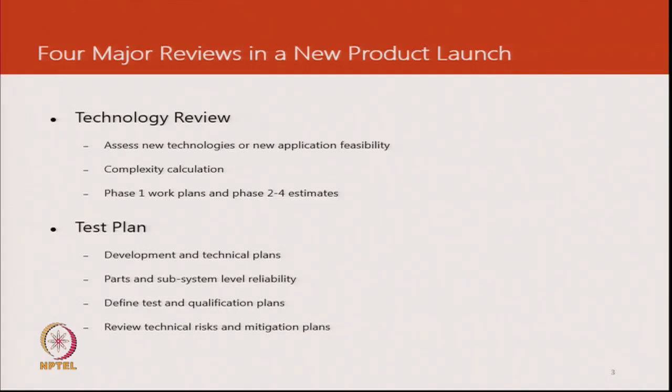So the first stage of any product introduction is a technology review that looks at what the alternatives are, what the level of complexity is, what kind of prototyping effort has to be done, and then we generate a test plan. In the test plan there is development of technical plans, then parts and sub-assembly level analysis and reliability tests, and then we define a test and qualification plan.